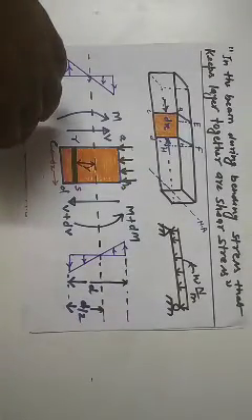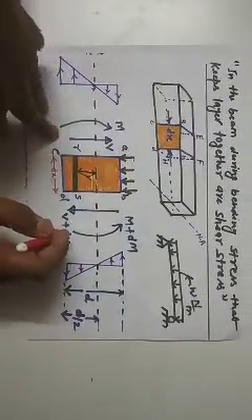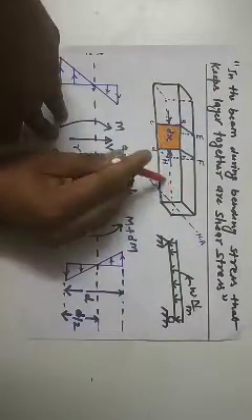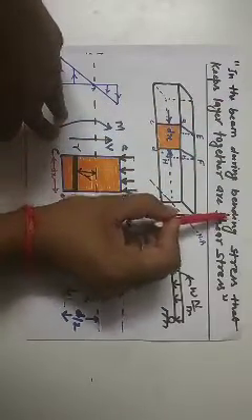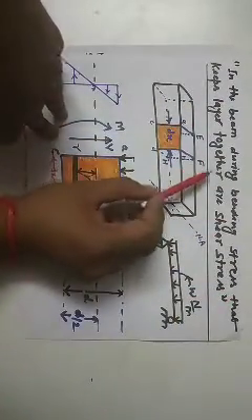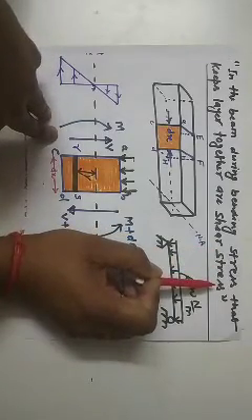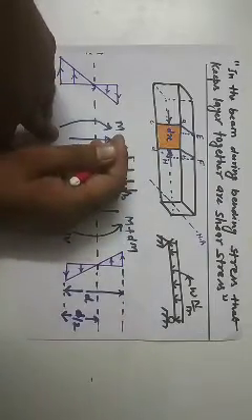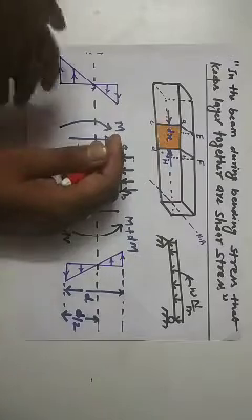Now we'll go for the derivation of the formula, right? Here I have written the definition of shear stress which is occurring in the beam, right? In the beam during bending, stresses that keep layers together are known as shear stresses, right? Clear? Now for deriving the formula for the shear stress equation, or shearing equations, right?